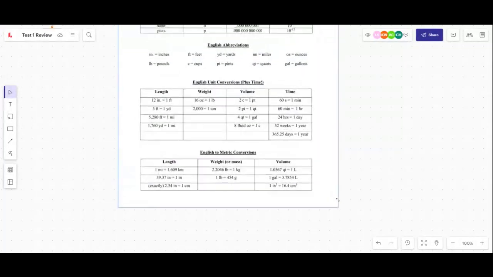So this is a useful table of conversions. It has English to metric, metric to English, and it also has the prefixes. So I'll just leave that up there on the board.